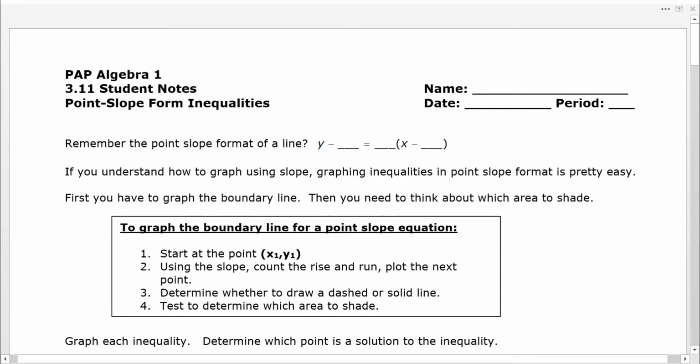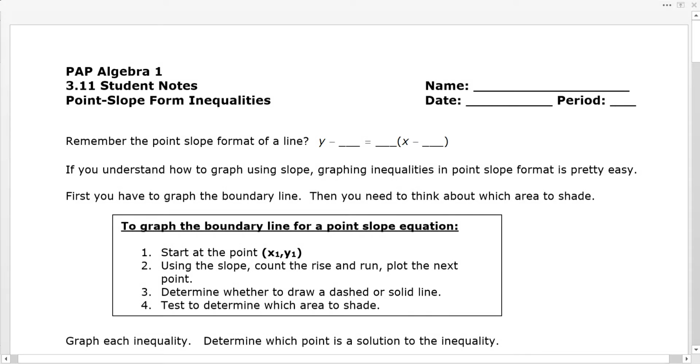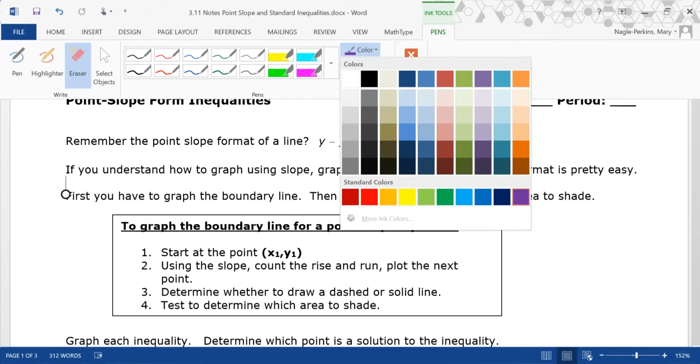Okay, we're going to graph inequalities, and we're going to use the point slope form and also standard form. We're just going to do it all in one lesson so that we finish up with this. I don't think we need to spend a lot of time on inequalities, and I think it all makes sense together. So we'll start with the point slope form, which is y minus y1.